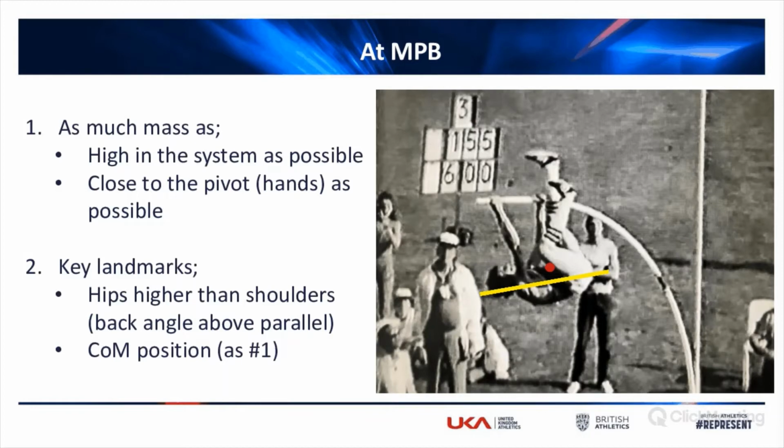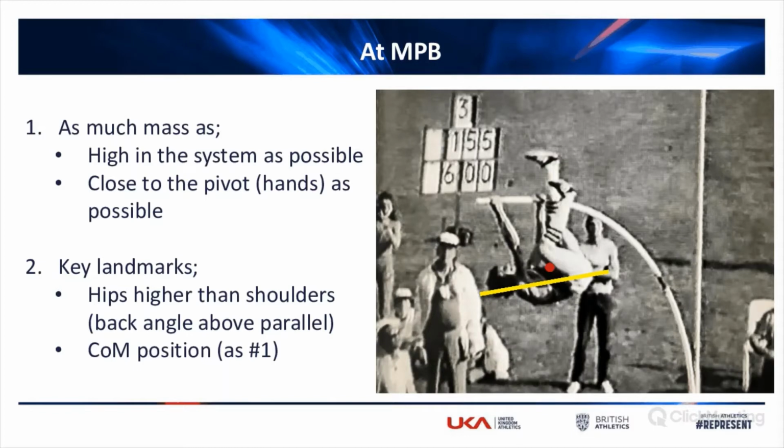So the key landmarks, which I've drawn on this picture here at maximum pole bend, is that we want the hips higher than the shoulders at the point of maximum pole bend. So we want to see this yellow line that I've drawn here angled upwards, which it is a lot for Bubka. Bubka's a genius at this. So at that point of maximum pole bend, his hip axis is higher than his shoulder axis. That's exactly what we want. We want it above parallel.